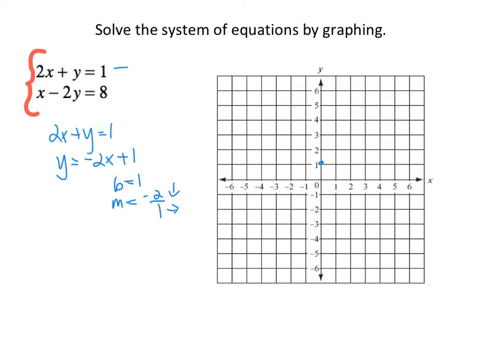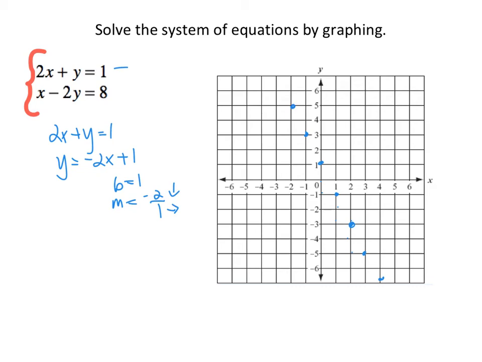So I'll go down 2, 1 to the right. I might actually just keep doing this a few times to make sure that I keep my same slope. So I'll go down 2, 1 to the right, and so on. I'll just keep doing it to complete my graph. And the same thing on the left side, I'll go up 2, 1 to the left. Basically, if I was to work backwards, I'm just following this line.